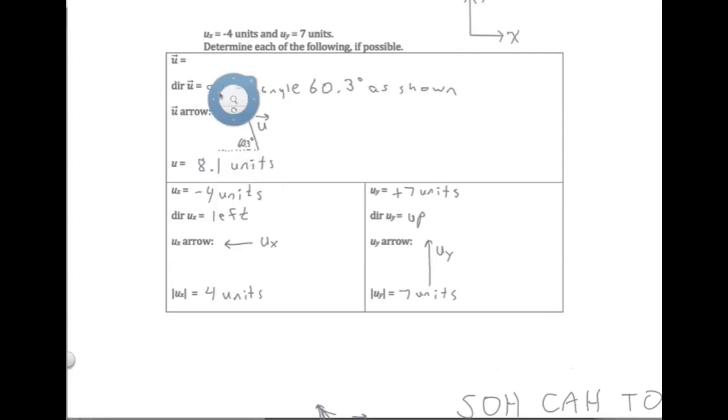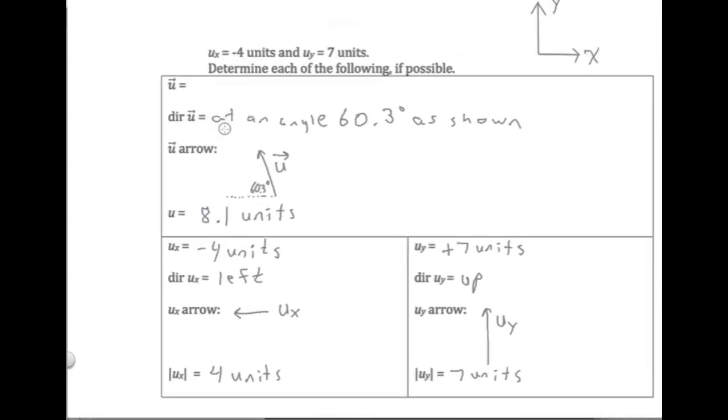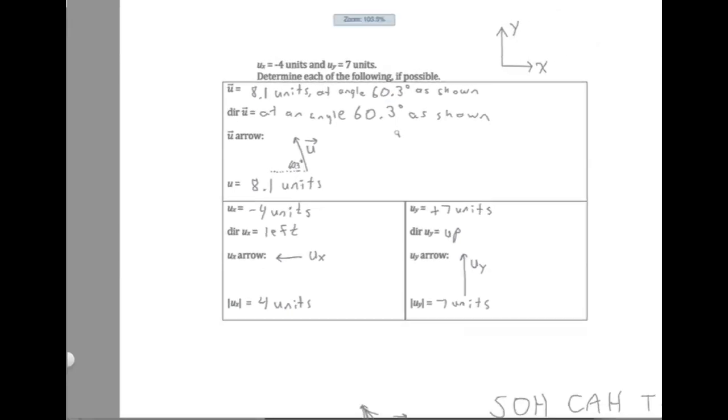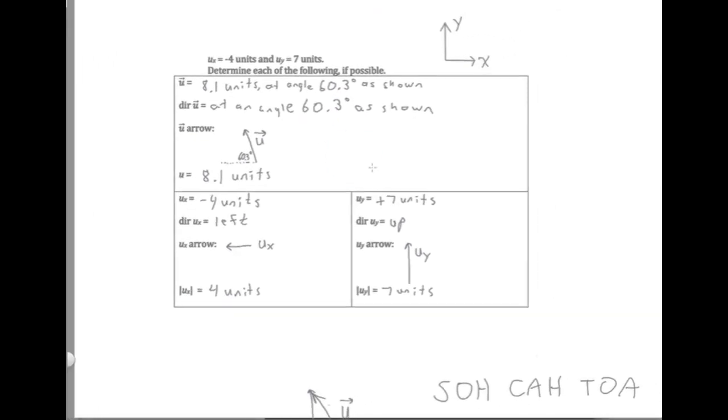And then we can say the overall vector. To specify the overall vector, we need a magnitude and a direction. So that was 8.1 units at an angle of 60.3 degrees, as shown in the picture. Okay, so now we've accomplished what we wanted to learn how to do. We've learned how to take the components and figure out the overall vector.